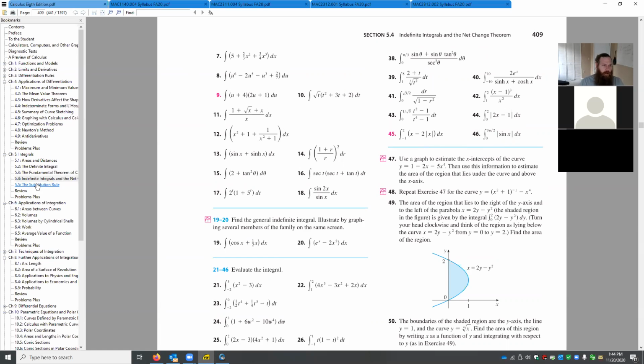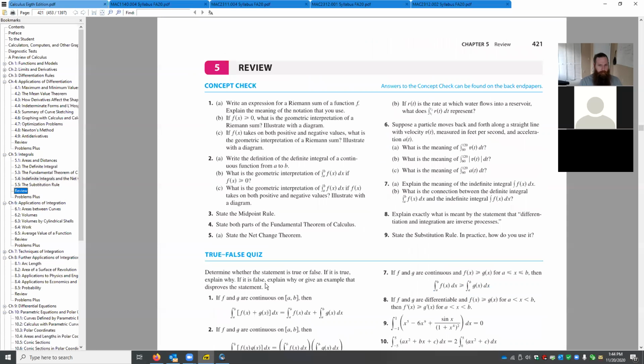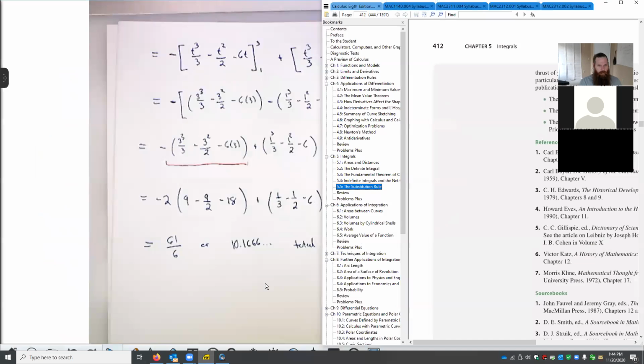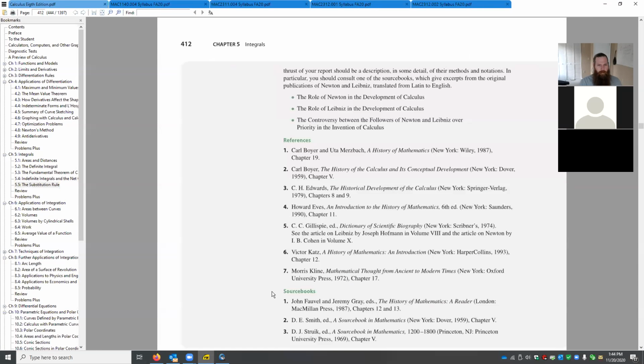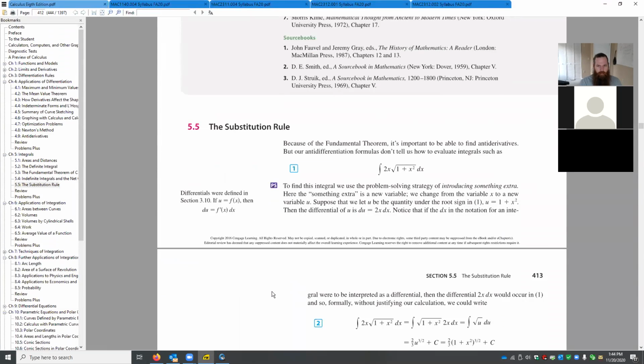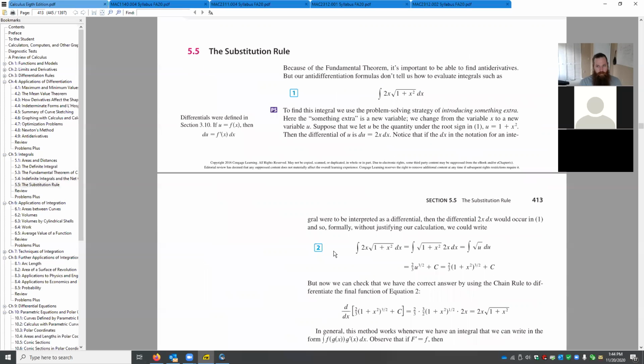Because next week is the holiday week, I don't want to dump 5.5 on you all the way yet, but I would like to introduce 5.5. This is a challenging section. This is the section that I've kind of been warning you about. Please read this section, it will help you a lot.